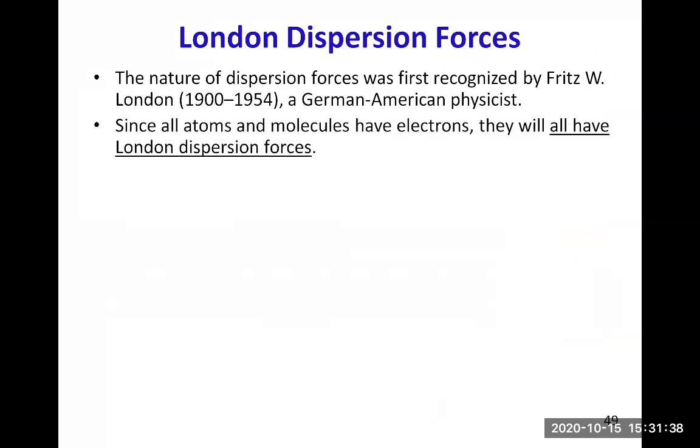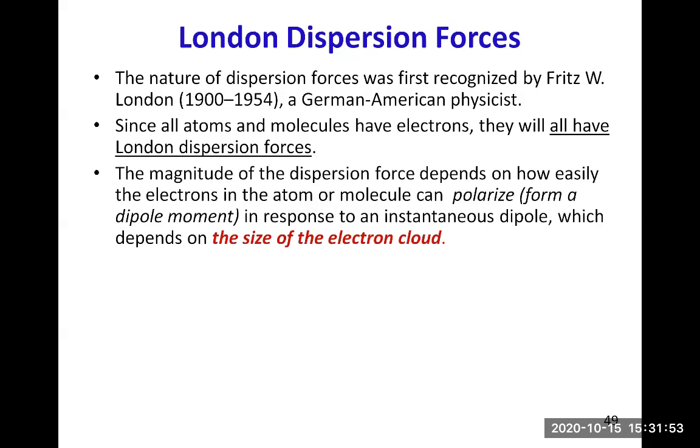And so, since all atoms and molecules have electrons, all have an electron cloud, so they will all have London dispersion forces. It will happen for all molecules or atoms or elements. The magnitude of the dispersion force depends on how easily the electrons in the atom or molecule can polarize, which means can form a dipole moment in response to an instantaneous dipole. So it depends on the size of the electron cloud.